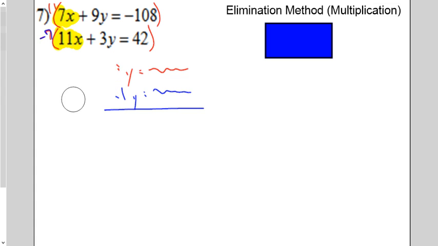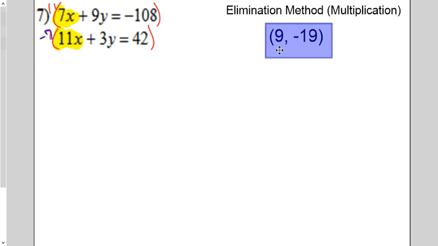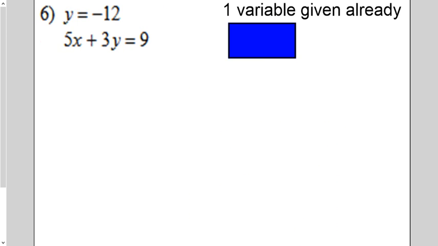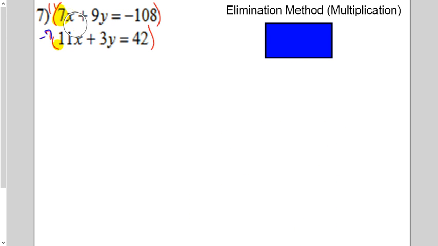But if I went through all the steps and pulled up my calculators and finished that problem up, I would solve and I would get the correct answer of 9, negative 19. However, what I see here is that I don't have to do that. Going back to that original thing, if I could just have this be a negative 9y, it would cancel out with this 9y here. So that's what I'm going to do.